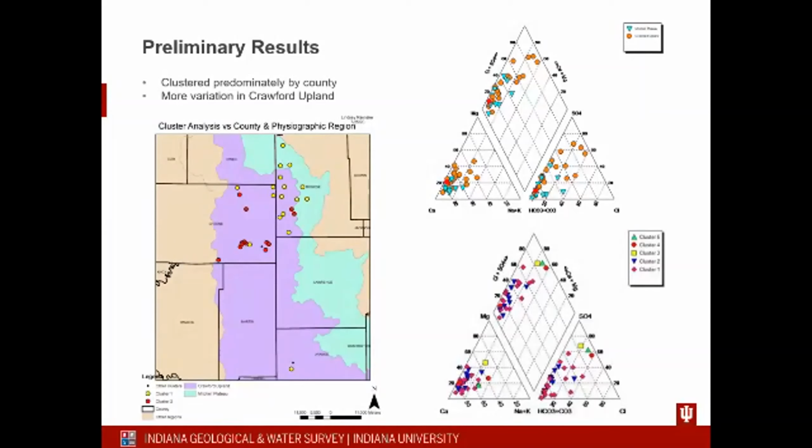In comparison, the figure on the bottom right also includes how the outliers in the Crawford uplands would be more likely to cluster into their own groups. This informs that the two primary cluster groups group as they do, not because of differing types of dissolved solids, but rather by the amount of dissolved solids, as we'll expand upon in the next slide. Next slide, please.